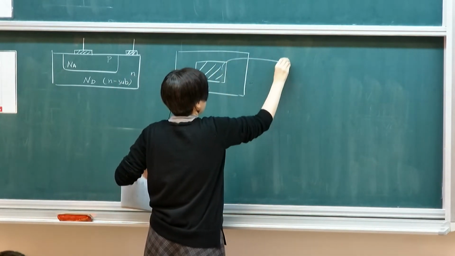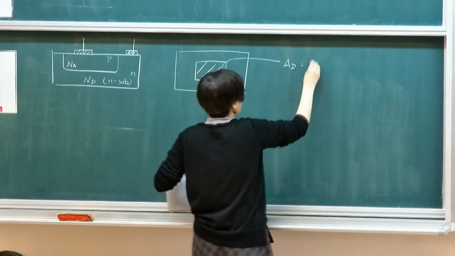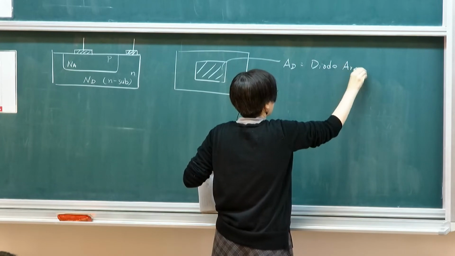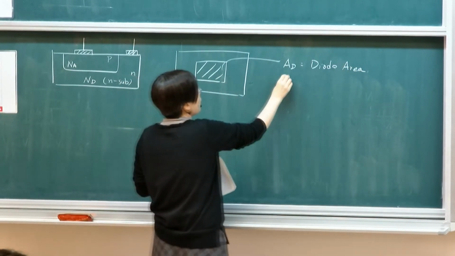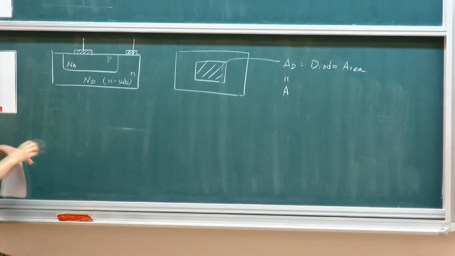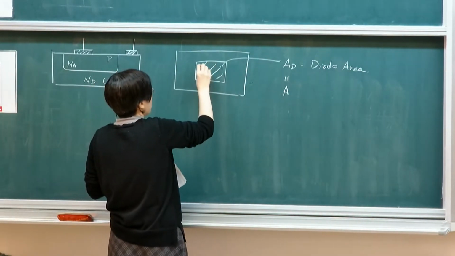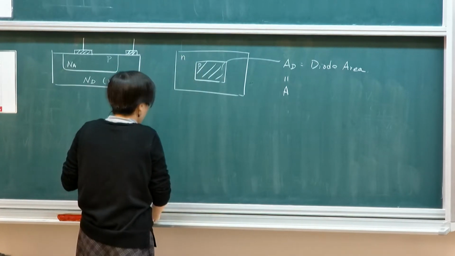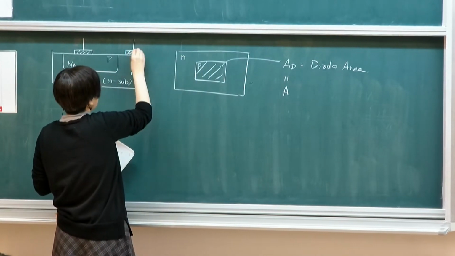This will be my diode area. AD stands for diode. So AD will be the A we use in those parameters. So you simply define a diode area. It's defined by the P region. So this is the P region. This is the N region. And on the top, you make contacts.